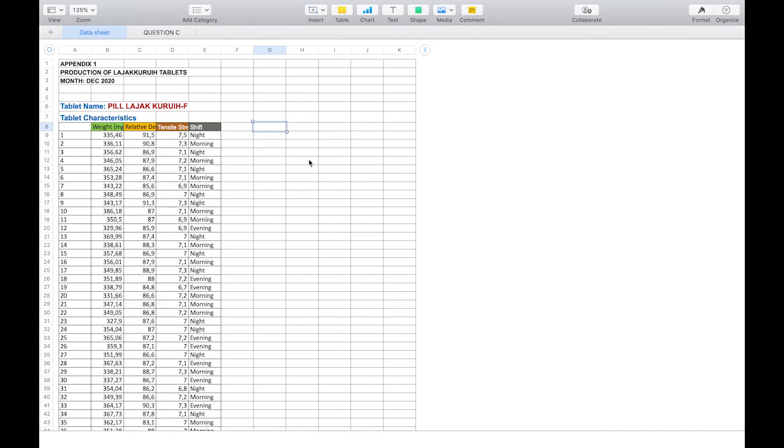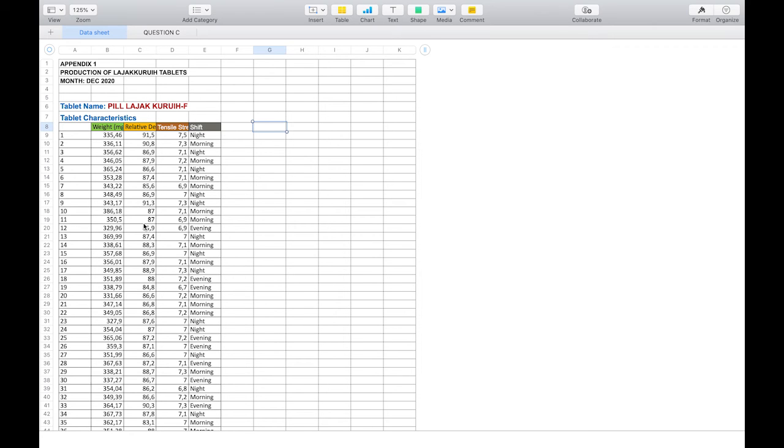Here I'm about to present our findings on answering the question whether or not there is any significant difference between tablet weights from the different shifts. Our null hypothesis is that there is no significant difference between tablet weights from the different shifts, and our alternative hypothesis is that there is significant difference between tablet weights from the different shifts. We also set our significance level to 0.05.